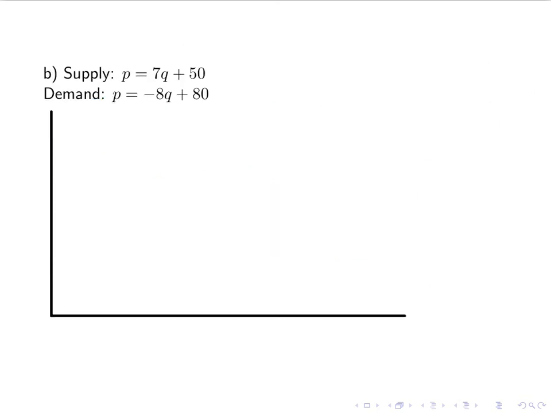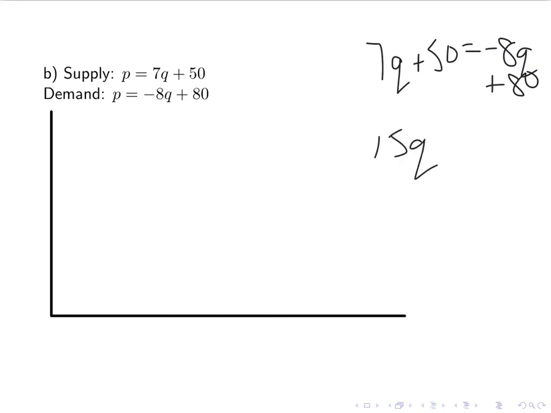Let's do one more. So we have the supply is P equals 7Q plus 50. The demand is P equals negative 8Q plus 80. To find the equilibrium point, again, I'm going to put them equal to each other. I kind of ran out of room again. Put all my Q's on one side. Put all of my constants on the other. Divide. And we should be getting that Q equals 2. Plug that into the supply and the demand equation. Make sure you're getting the same number out. And we should be getting that P equals 64.